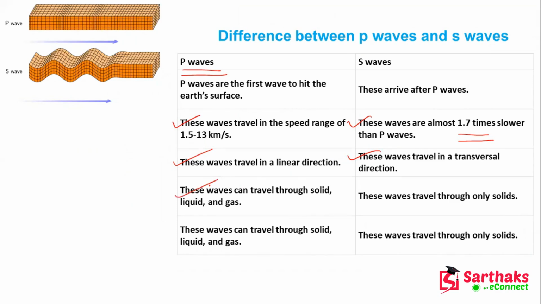P waves can travel through solids, liquids, and gases, whereas S waves travel only through solids. Okay, so this difference is very, very important for your examination. Please remember this.